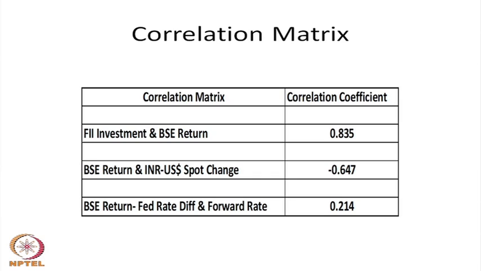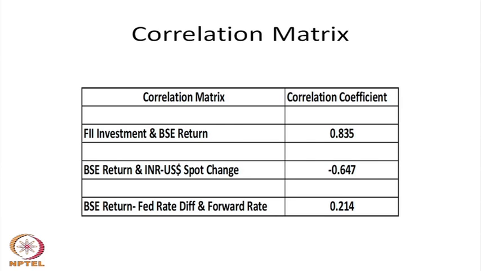Similarly, I found the BSE return minus Fed fund rate differential and the forward rate. I checked whether the forward premium or discount and the return differential are correlated. I found some correlation between these two, but the correlation is around 0.24, both positively correlated, but not so significant, not so high. So, there is some degree of relationship between FI inflow, BSE return, spot exchange rate change and the forward rate, forward premium or forward discount. All these four variables have some extent of correlation.